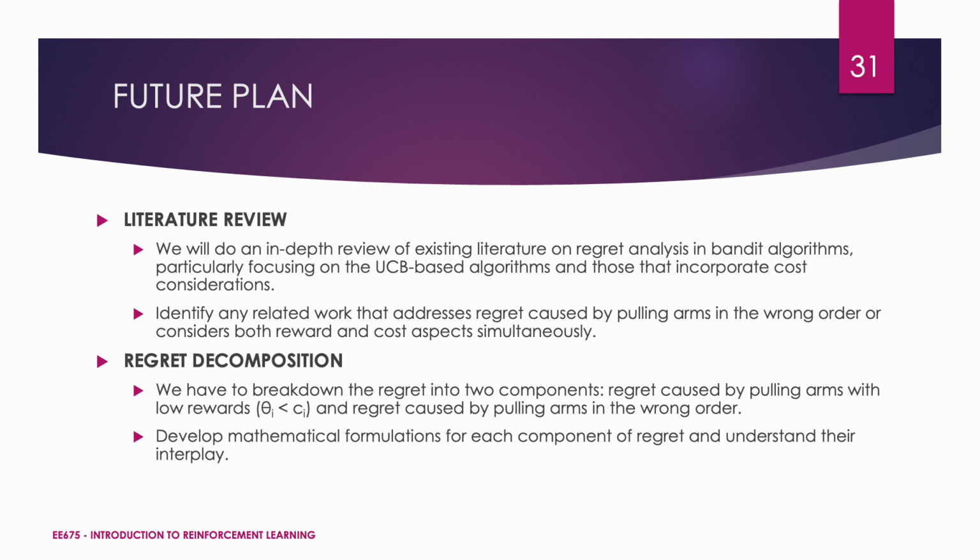Our next step involves decomposing the regret into two components. The first one is a regret caused by pulling arms with low rewards, that is, theta I is less than Ci for a particular item I. And the second component is the regret caused by pulling arms in the wrong order. Now we plan to develop mathematical formulations for each component of regret to understand their individual contributions and how they interplay in the decision making process.